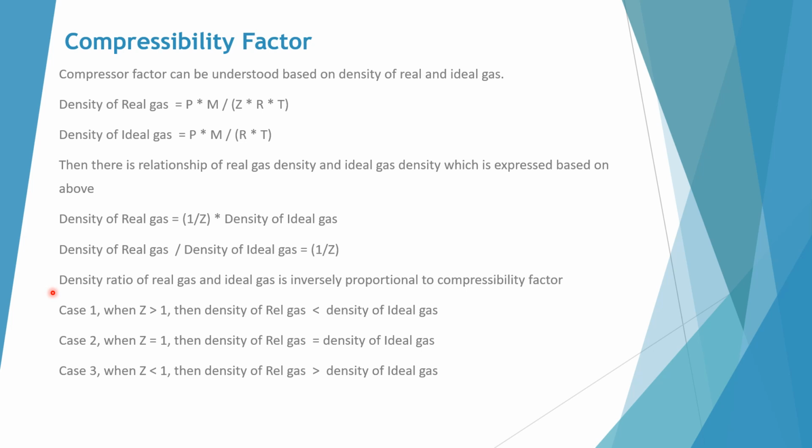So we can say density ratio of real gas and ideal gas is inversely proportional to compressibility factor. That means, case number 1, when Z is greater than 1, the density of real gas is less than density of ideal gas. Case number 2, when Z is equal to 1, then density of real gas is equal to density of ideal gas. And case number 3, when Z is less than 1, density of the real gas is greater than density of ideal gas.